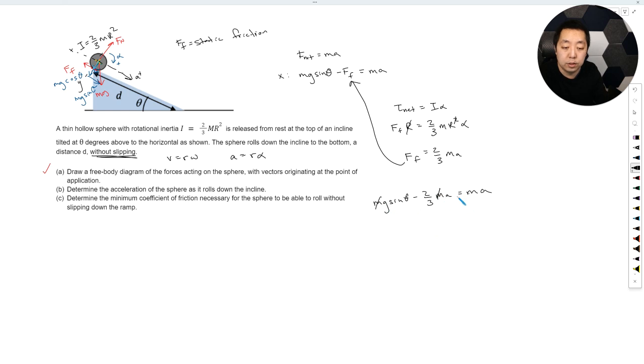Now the m's can cancel, and you can add the 2/3 a, so you get g sine theta equals 1a plus 2/3 a, which is 5/3 a. And so you get 3/5 g sine theta equals a.